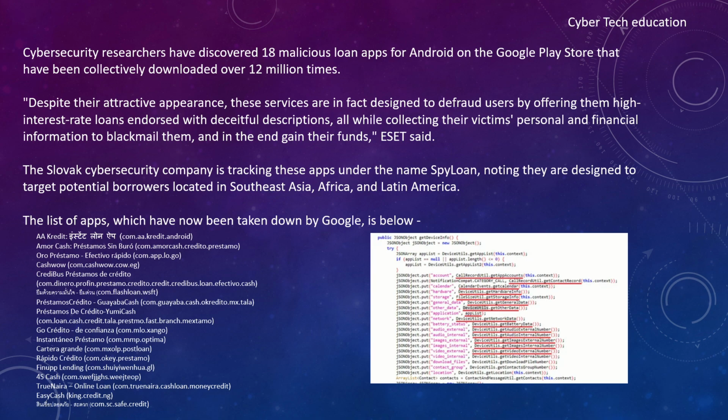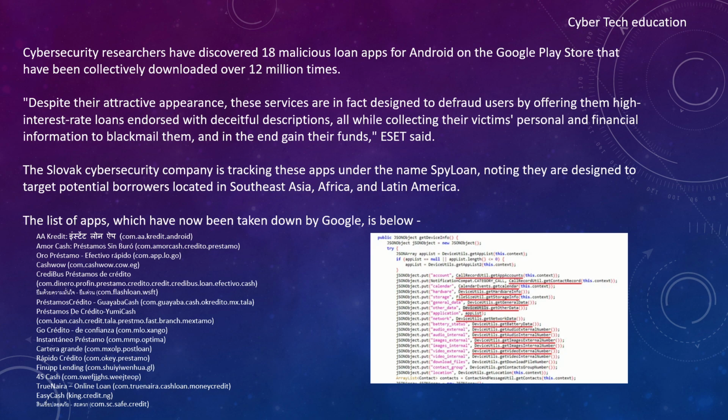Despite their attractive appearance, their services are in fact designed to defraud users by offering high interest rate loans, endorsed with a deceptive description, and then collecting the victims' personal and financial information, blackmailing them and also gaining funds. The security company tracks these apps under the name SpyLoan, noting that they are designed to target potential borrowers located in Southeast Asia, Africa, and Latin America.